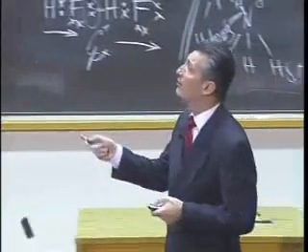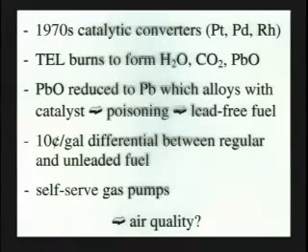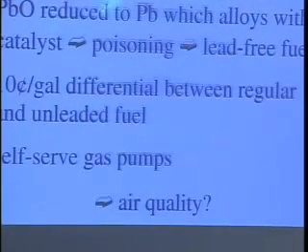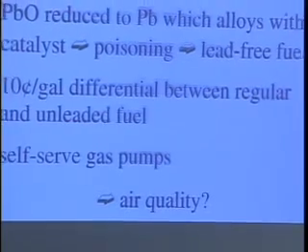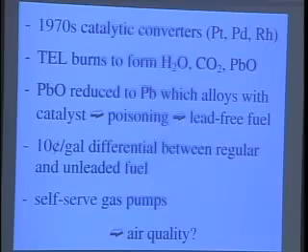Now, in the 1970s, along came catalytic converters, which we have to this day. And these are precious metal catalysts, platinum, palladium, and rhodium. But when tetraethyl lead burns, the carbon forms CO2, the hydrogen forms H2O, and the lead forms lead dioxide. And lead dioxide is volatile, and it goes with the exhaust gases, and it will pass over the catalyst.